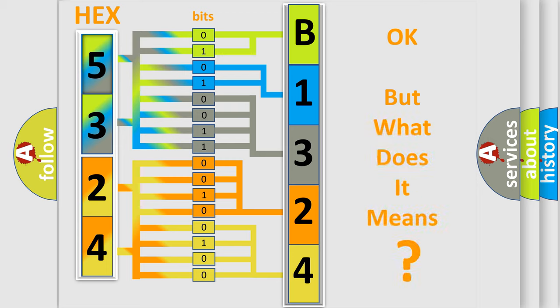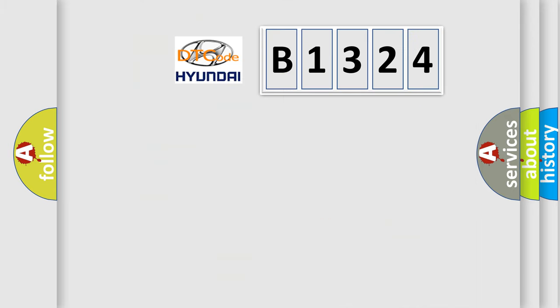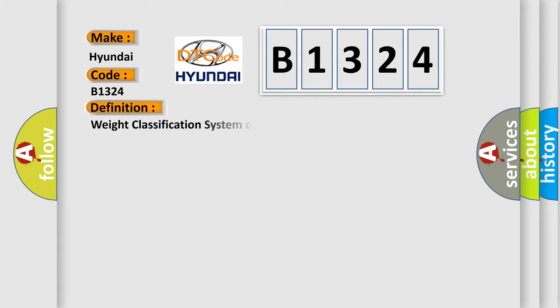The number itself does not make sense to us if we cannot assign information to what it actually expresses. So, what does the Diagnostic Trouble Code B1324 specifically interpret for Hyundai cars? The basic definition is weight classification system communication error.